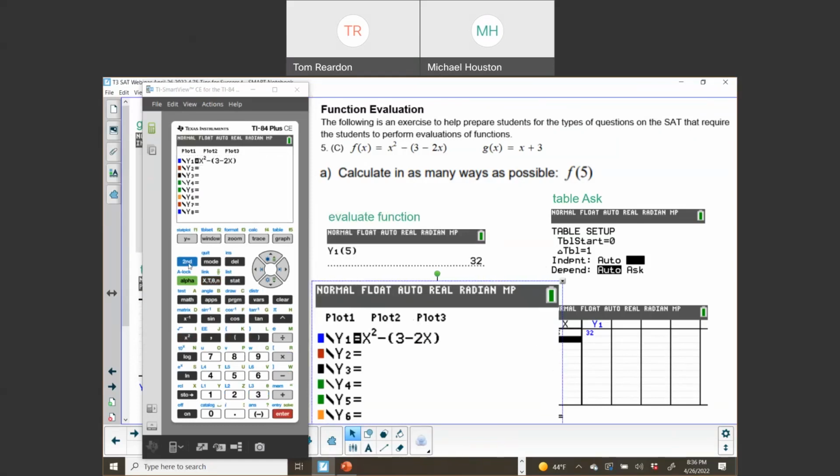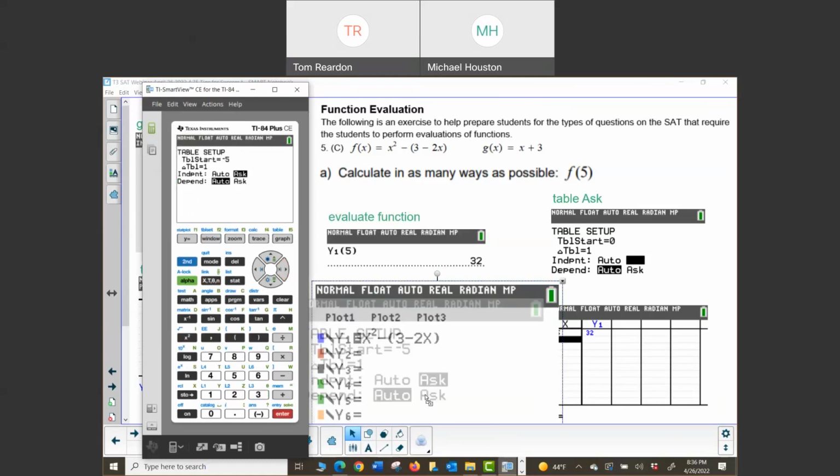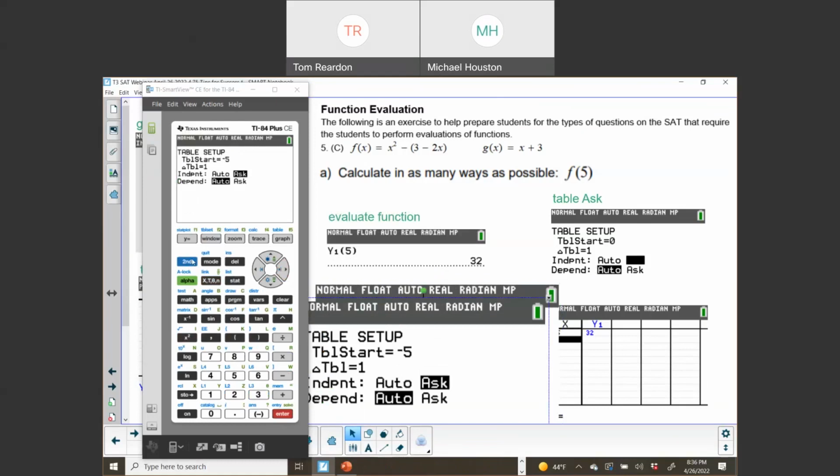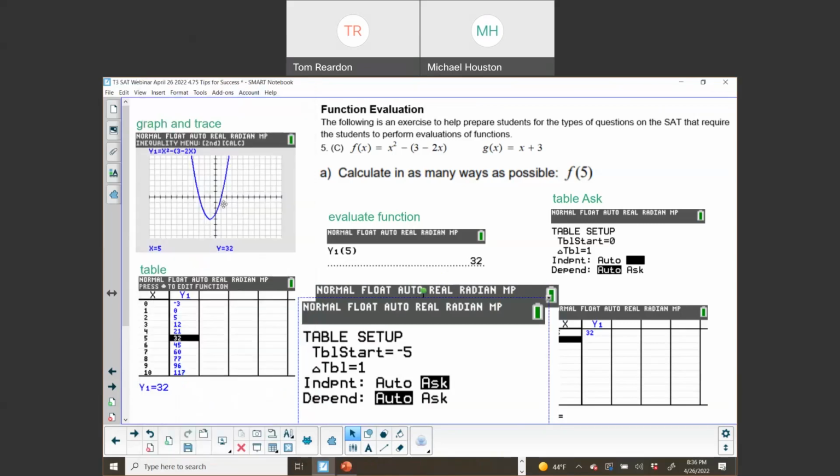And if I use table ask, I'll go to second window, and under table setup, if you go to the independent, which is the x variable, and press enter on ask right here, then when you go to table, you can just ask for the numbers you want. So like 5, there it is. 2. That way you don't have to scroll if you want a really big number or a number that's like a fraction or a decimal. Love the table ask mode. So that's several ways to find the function's evaluation.